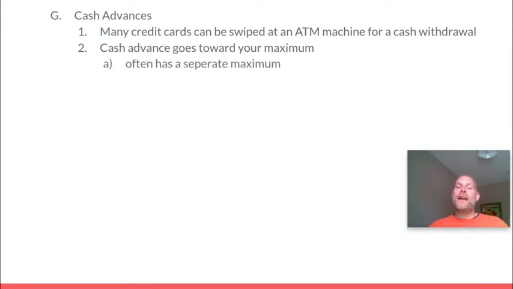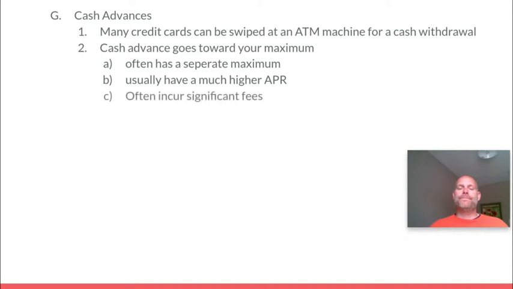And often that cash advance has a separate maximum. Like if you get a card with a $5,000 limit, it'll have a cash advance max of maybe $1,000 or $2,000. They won't let you take $5,000 cash out. It's a pretty risky endeavor. And again, that usually has a much higher APR. And what does that stand for? Annual percentage rate. Yes. And there are often significant fees on top of the APR.